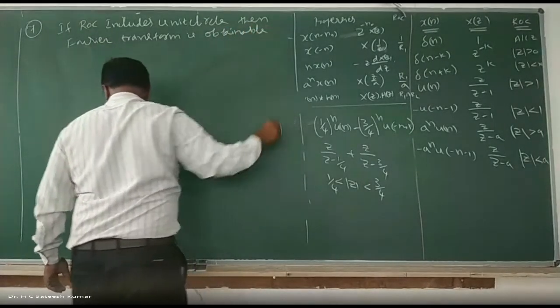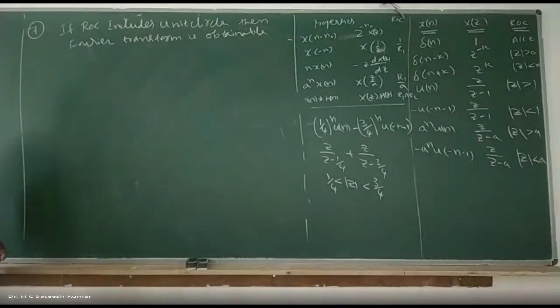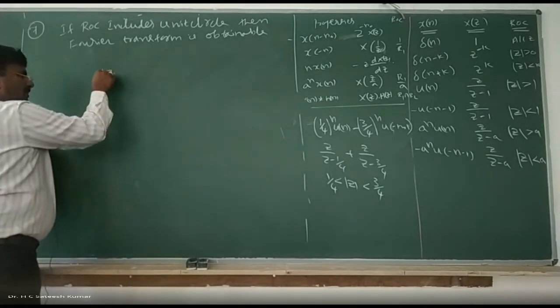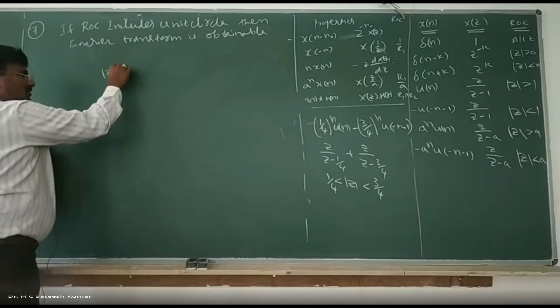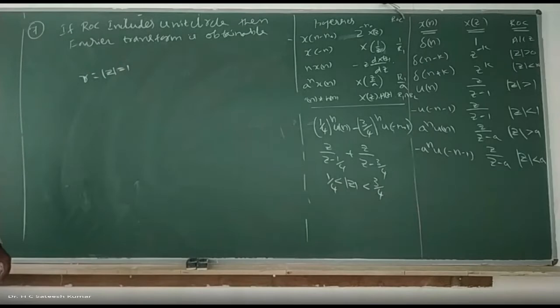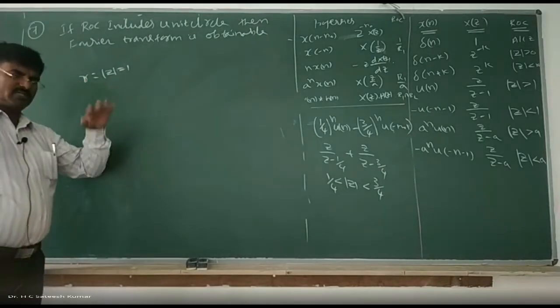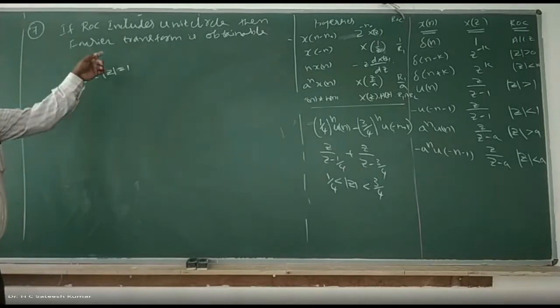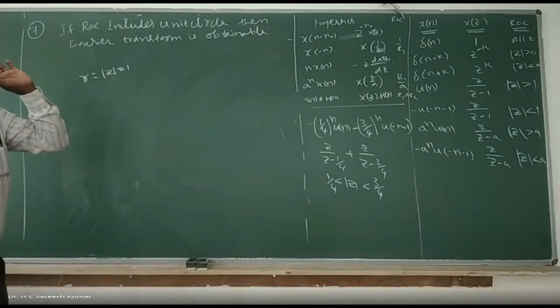In the very first class on the Z transformation, I gave the relation between the Z transformation and the Fourier transformation. What did it say? If the magnitude of Z is equal to 1, that is R is equal to 1, then the Fourier transformation is obtainable. If you want to find the Fourier transformation from the Z transformation, the ROC should include the unit circle.